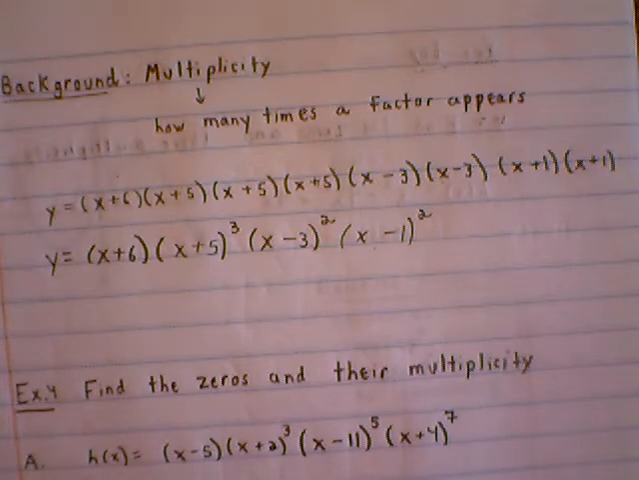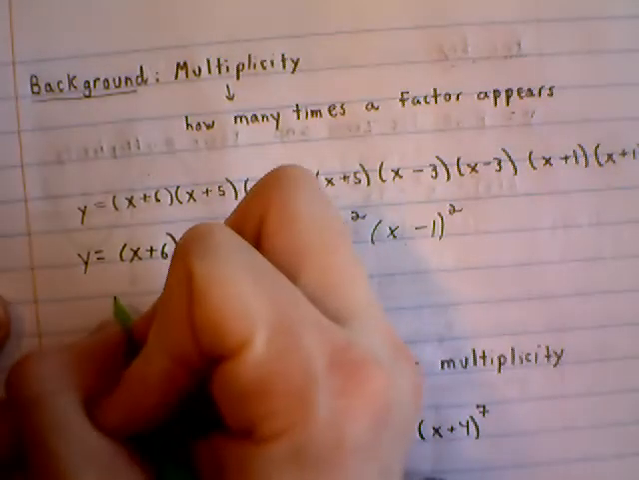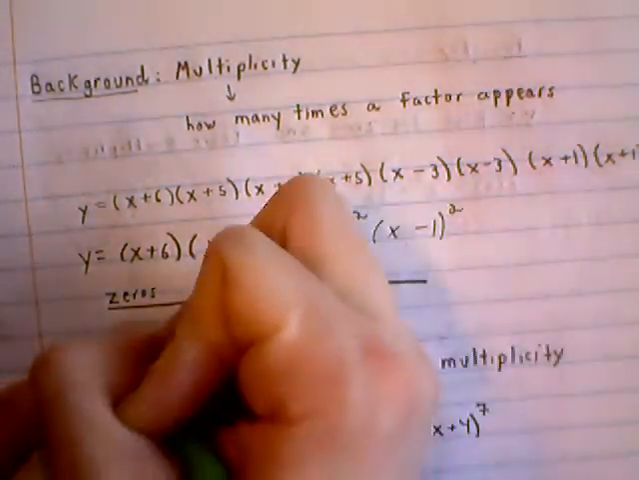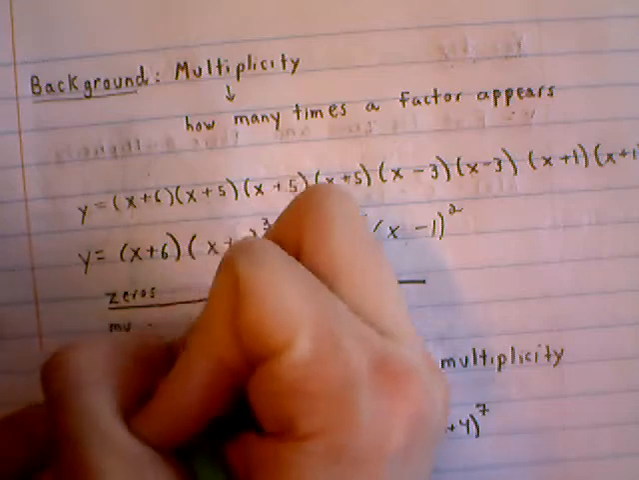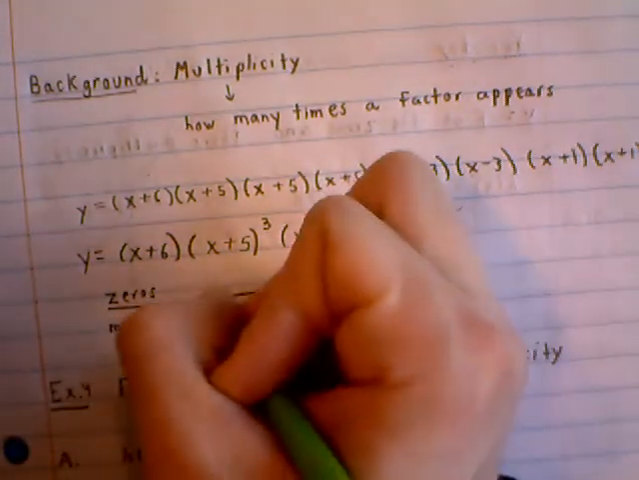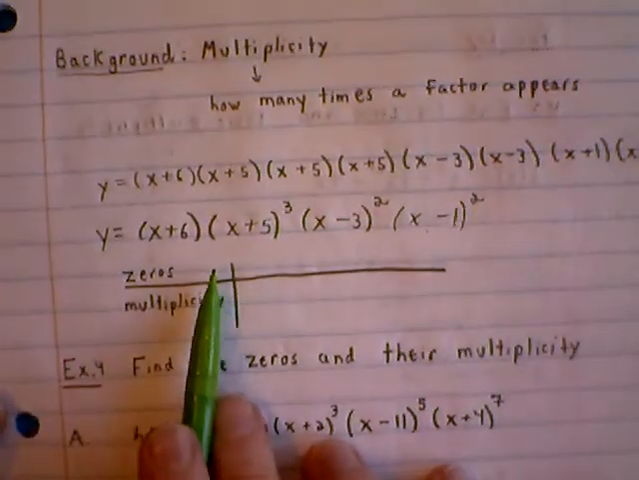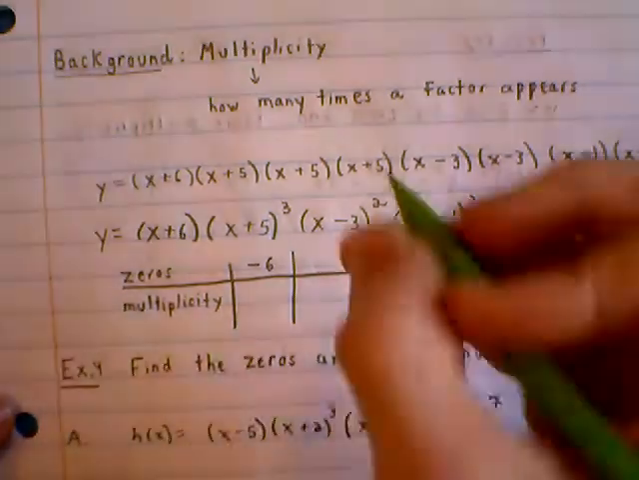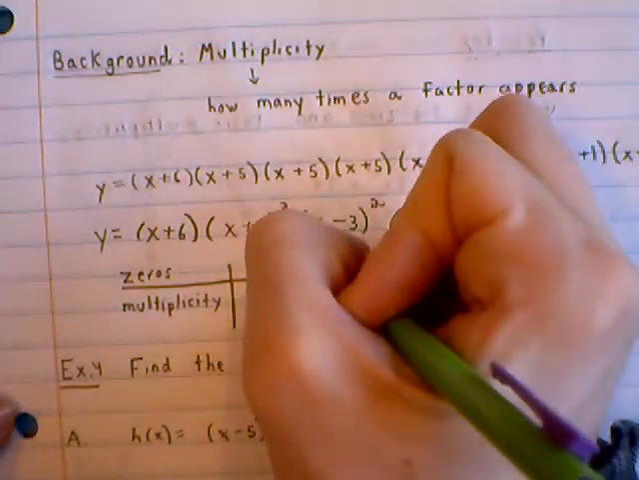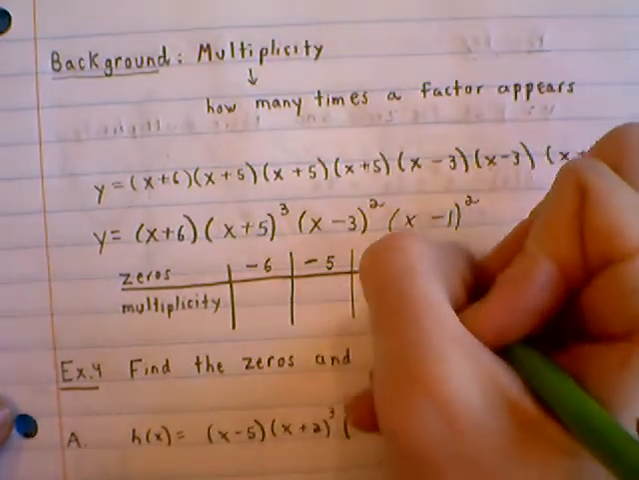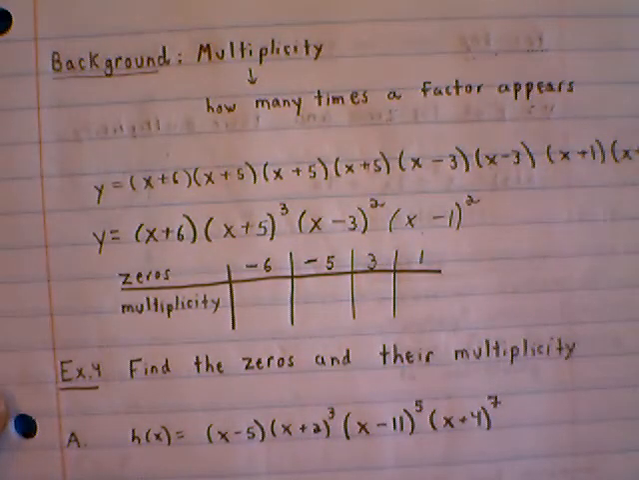So now for the multiplicity, let's just make a quick chart. Identify your zeros and their multiplicity. All right, the first zero we have is negative 6. The next zero we have is negative 5. The next zero we have is 3. Then I have negative 1. All right.